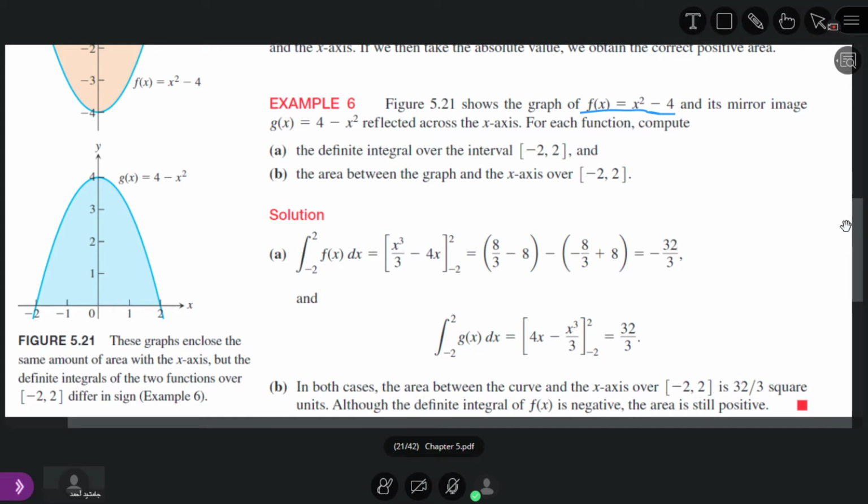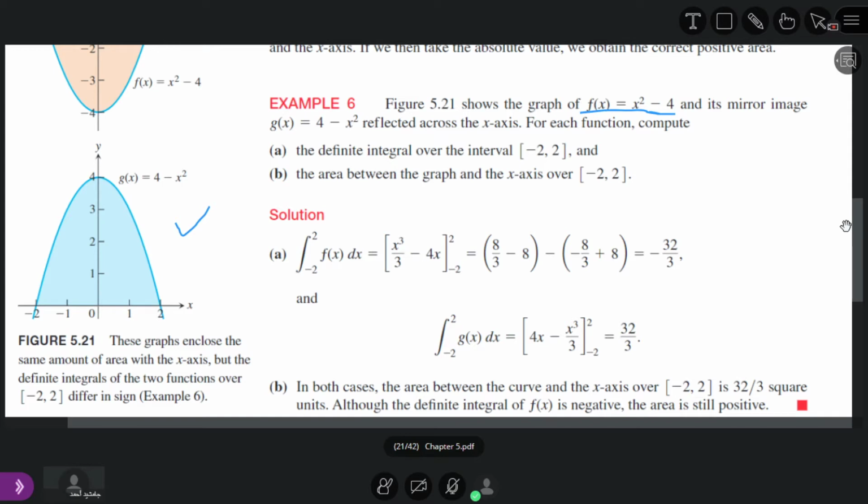The graph of this function f of x is below the x-axis, but if we see the graph of g of x, it is above the x-axis. So that is why they are mirror images of each other, because if we put the graph of f of x in front of the mirror, we get the graph of g of x, and vice versa. If we put the graph of g of x in front of the mirror, we get the graph of f of x.